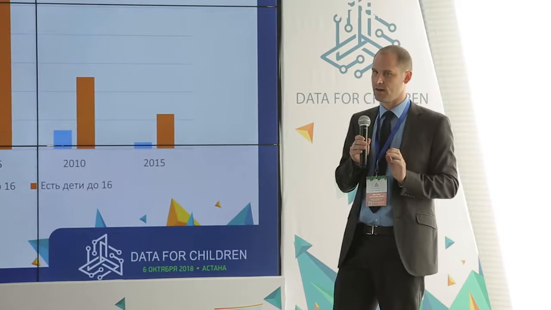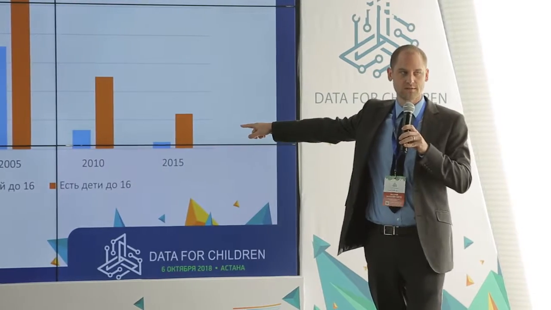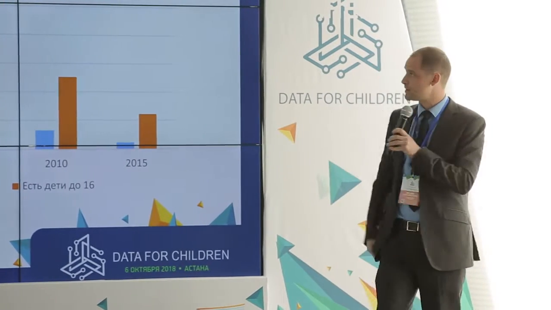The presence of a single child in the household almost doubles the risk of poverty, or more. Next slide, please.